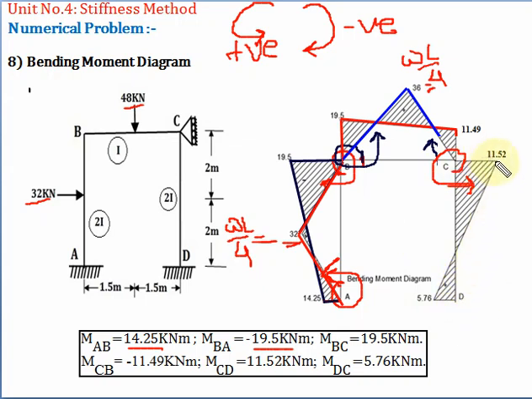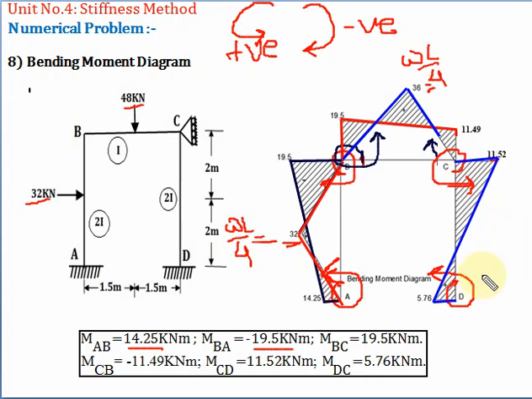Now this value 11.52 is on which side? It is on the right hand side of the C. Now the moment in member DC is 5.76. Now the value is plus. That means you have to rotate the joint D in anti-clockwise direction. I rotate the joint D in anti-clockwise direction. Now here you have to be careful while rotating the joint. For this the practice is required. Now the value 5.76 is on the left hand side. Join it by a straight line. So this is a fixed point.